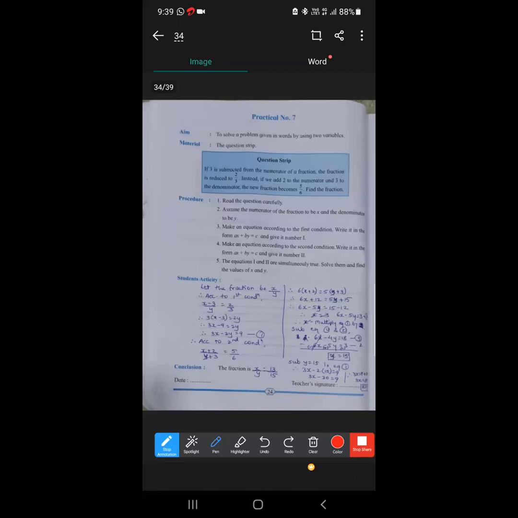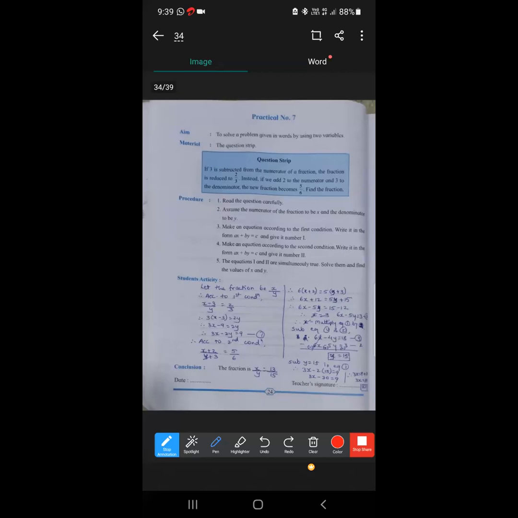Now onwards, linear equation in two variable means what? Two variables will be there. x and y. Okay, it may be x and y or any other two variable. So for those two variables, you have to find out the value. Okay, so material is what? The question strip. Now what is the question strip given over here?